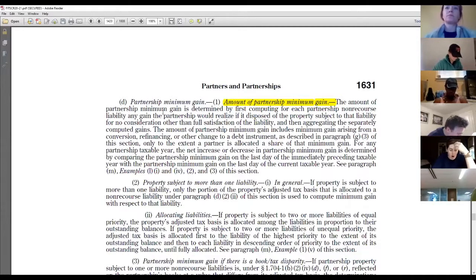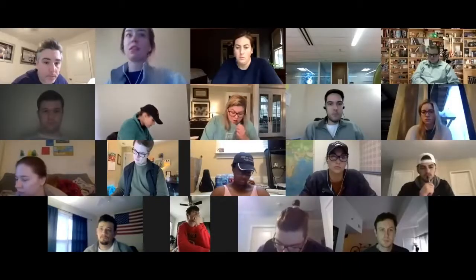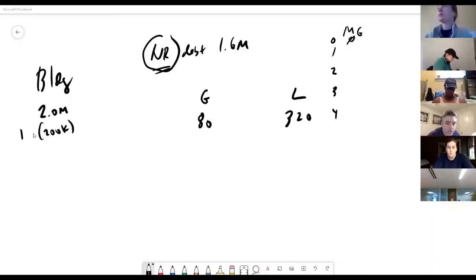The amount of partnership minimum gain is determined by first computing for each partnership non-recourse liability any gain the partnership would realize if it disposed of the property subject to that liability for no consideration other than the full satisfaction of the liability. And then if you had more than one property with non-recourse debt, you would add them up together. We only have one property, one non-recourse debt. So we go back here and our minimum gain says, okay, what if we sold this building for the amount of non-recourse debt and not a penny more?